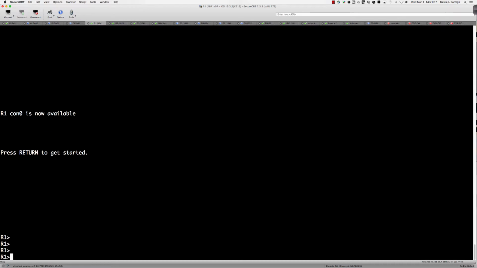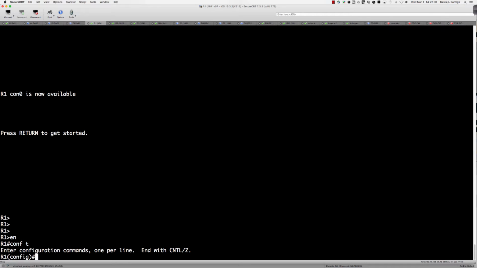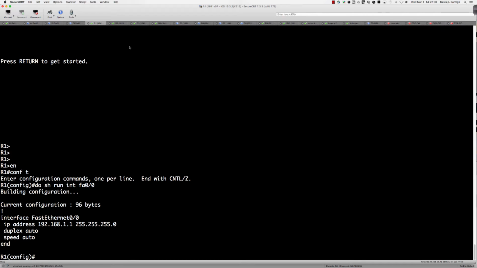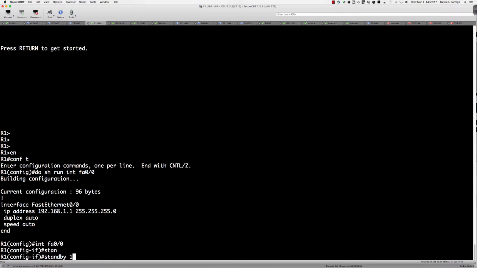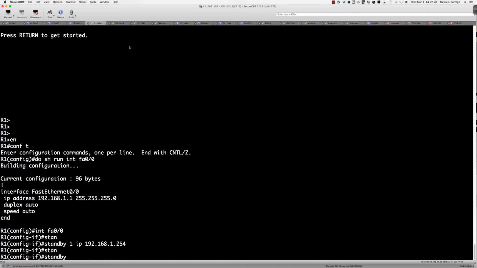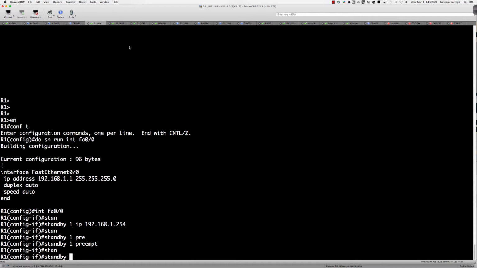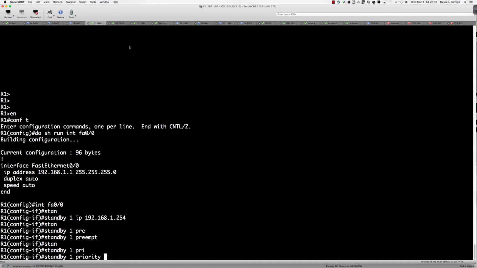So here we are on router one, and let's go ahead and get into global config and say do show run interface fast ethernet 0/0. And you can see router one has an IP 192.168.1.1. So let's get into interface fast ethernet 0/0, and we're going to say standby 1 IP 192.168.1.254. We'll say standby 1 preempt, and then standby 1 priority. And let's follow along with what they are recommending. So we're going to say priority 255.